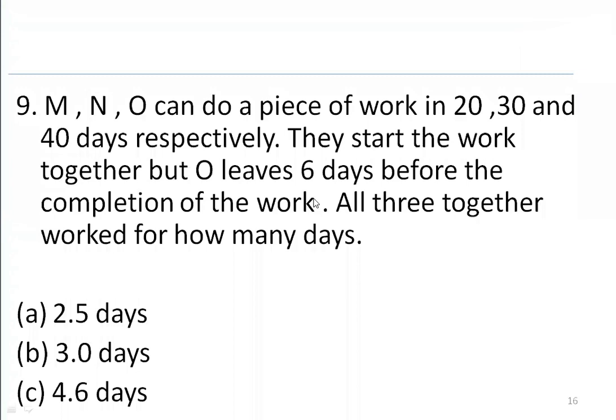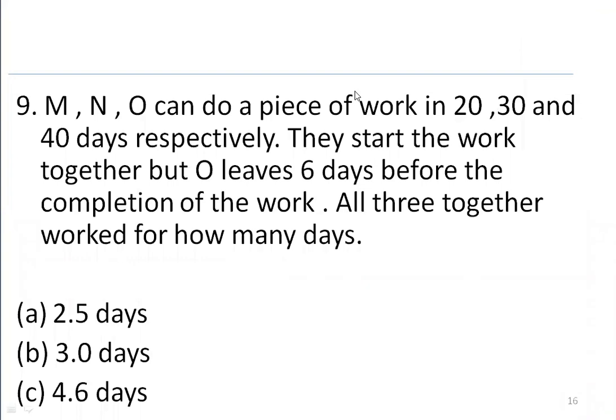So M, N and O can do a piece of work in 20 days, 30 days, and 40 days respectively. They start the work together, but O leaves 6 days before the completion of the work. All three together worked for how many days? M, N and O can do a piece of work in 20, 30, and 40 respectively. So they have times to complete the work respectively for M, N, and O. They start the work together and O leaves 6 days before the completion of work.